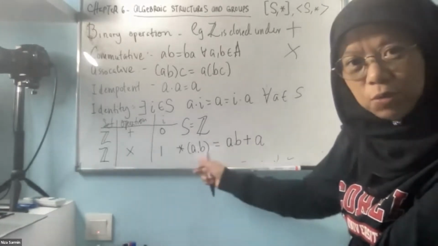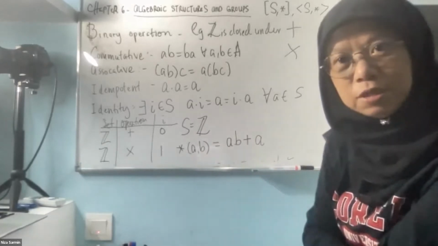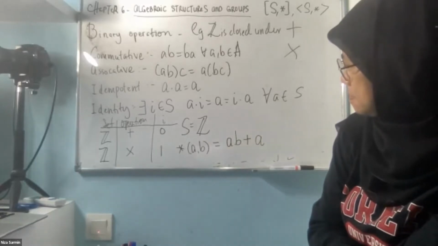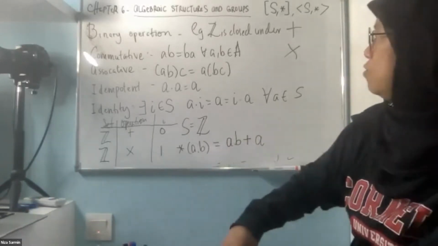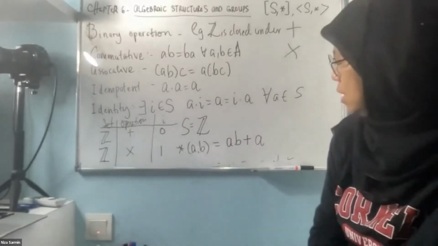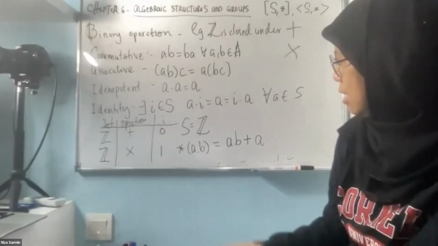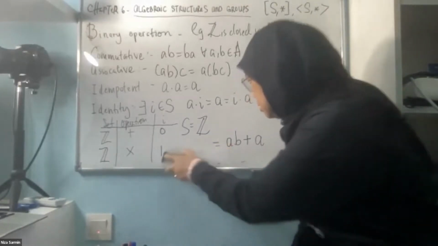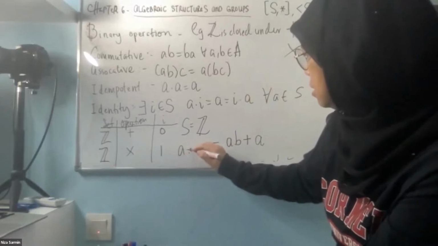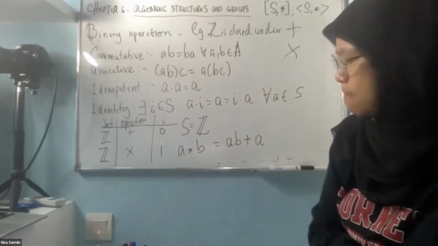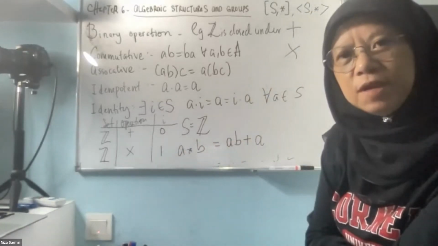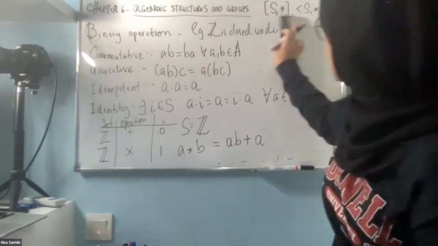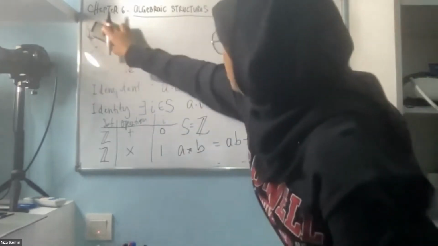Now I want you to find I. This is not the normal operation. Give me the I. How do you find it? Let me write it as usual: A star B is this. Try to find the I. Who can get it? Anybody?